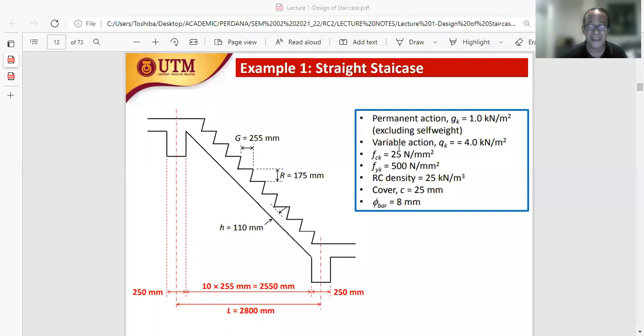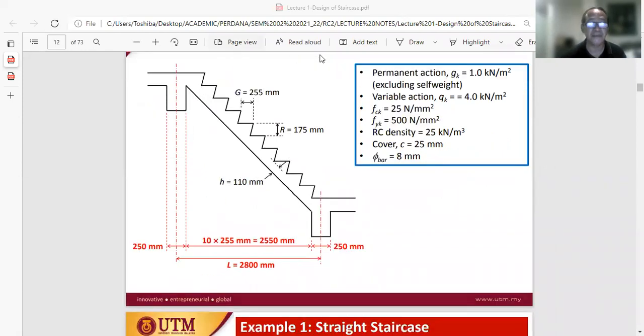Alright. So anyway, continuing from where we left off last week, we were doing example number 1. Basically we were looking at a single flight of staircase, where from the observation that we came across last week it was a relatively straightforward case where we identified 2 supports for the staircase, and we finished this example up to the detailing part. And for today we will proceed to example number 2.